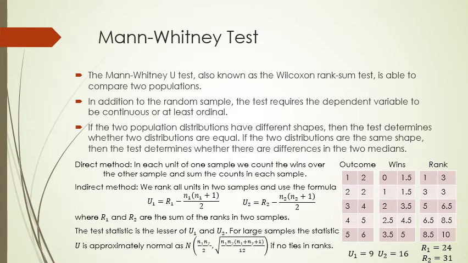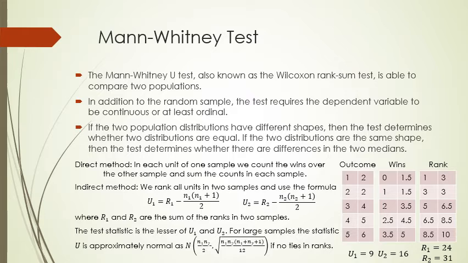The Mann-Whitney U test, also known as the Wilcoxon rank sum test, is able to compare two populations. In addition to the random sample, the test requires the dependent variable to be continuous, or at least ordinal, so that it can be ranked. If the two population distributions have different shapes, then the test determines whether two distributions are equal. But more commonly, the test determines whether there are differences in the two medians if we may assume the two distributions are the same shape.